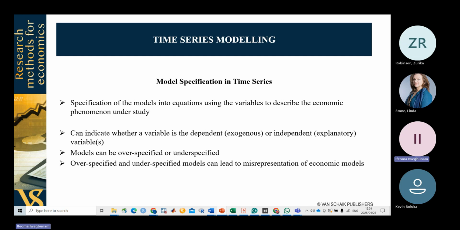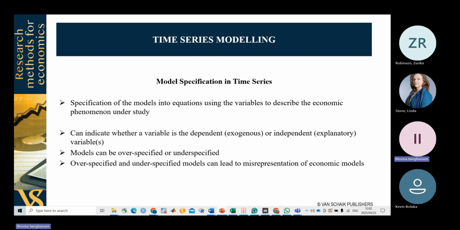So when using time series data, we need to do what is called time series modeling, whereby we do the model specification of the data we are trying to analyze in the research. The specification of the models has to include whether the variable is dependent, that's endogenous, or independent.